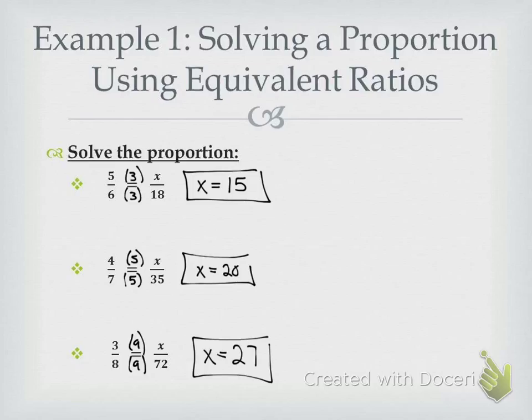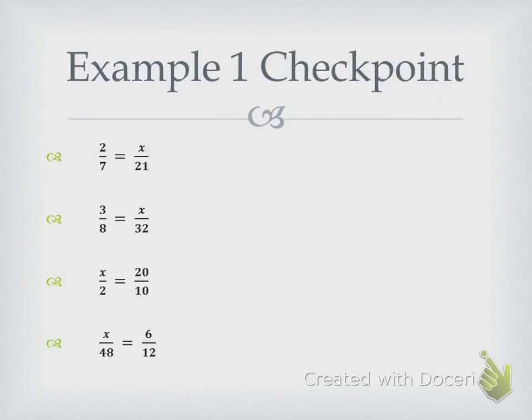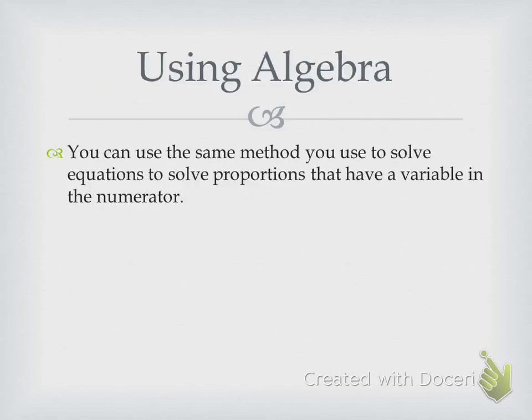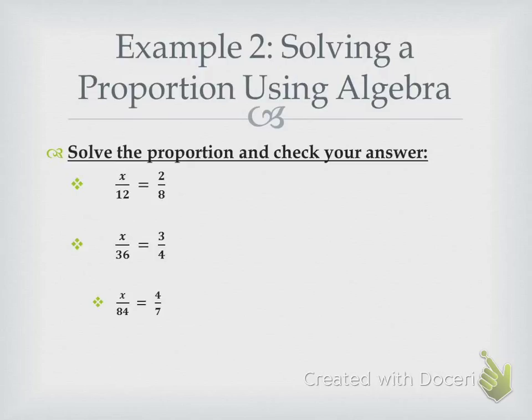Now, equivalent ratios isn't the only method. On your homework tonight, it's going to specify use equivalent ratios or use algebra to solve. So let's look at the algebra example. It says you can use the same method that you use to solve equations to solve proportions, and that's by multiplying by the reciprocal. You look at the side that has the variable, and you multiply by whatever number is in your denominator, so you're getting the variable by itself.